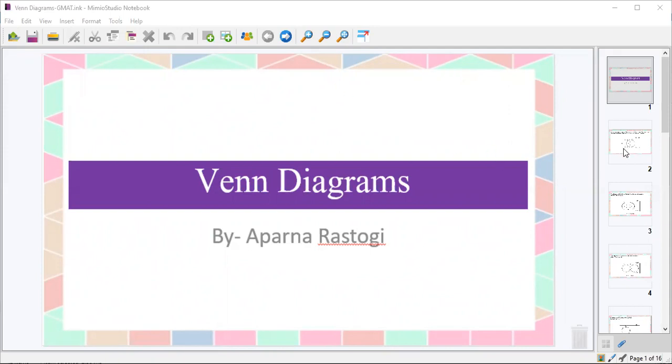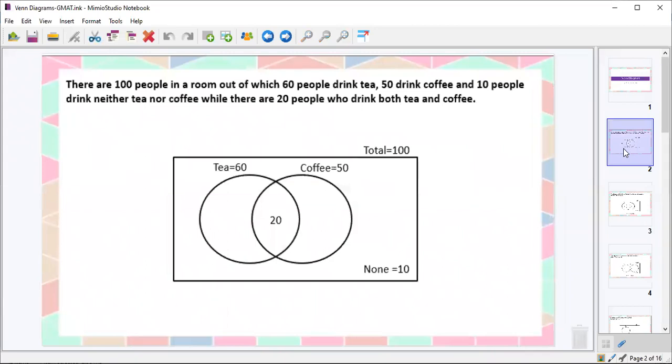So what is basically a Venn diagram? Let's take an example that we have about 100 people in a room, and I ask those people if they drink tea or if they drink coffee, and I get different answers from each of them. If I want to interpret this information in the form of a diagram so that it is easily understandable for me, I can do it with the help of a Venn diagram like this.